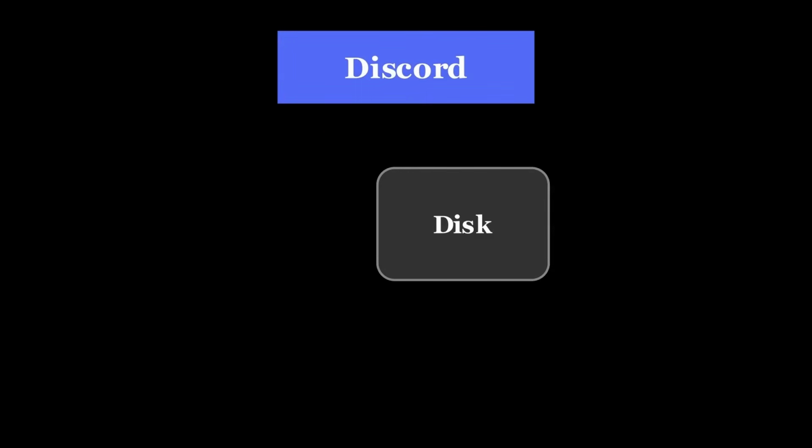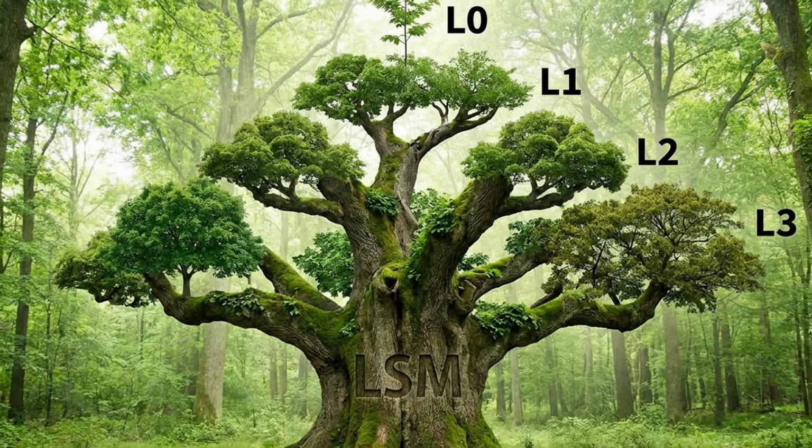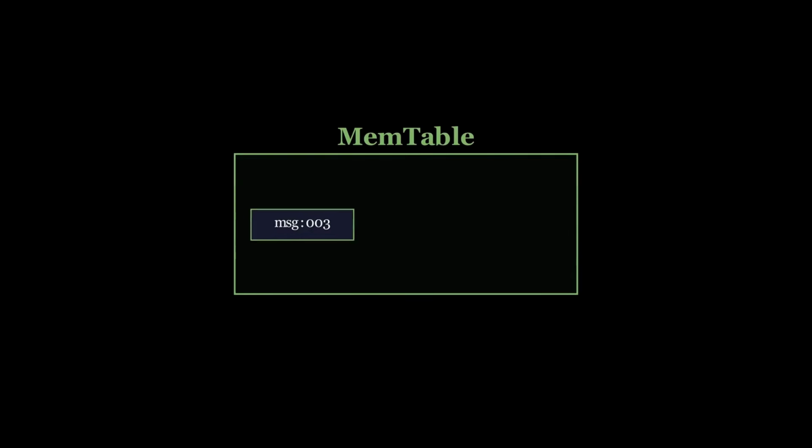Discord processes 4 billion writes every single day, and at that scale, a traditional disk-based database doesn't just get slow, it falls apart completely, and you need a fundamentally different approach to writing data. That's where the LSM tree comes in. Instead of writing directly to disk, every write goes into an in-memory buffer called the mem table, which is fast because it's pure RAM with no disk seeks involved.